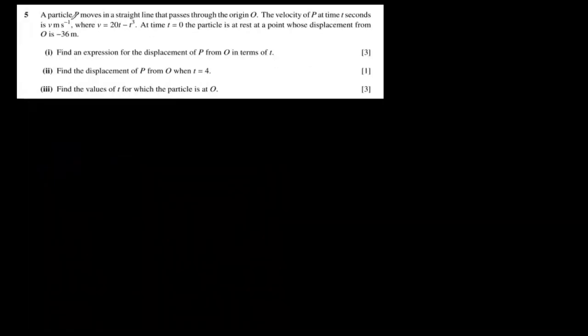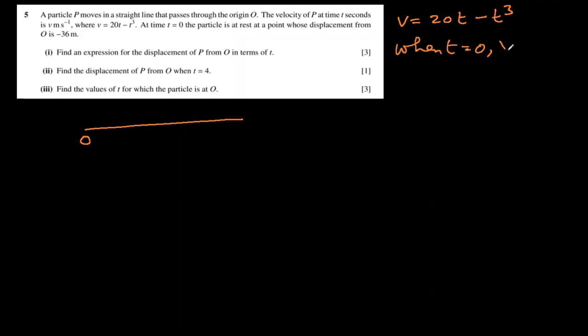In question 5, a particle P moves in a straight line through the origin O. The velocity of P at time t is given by, let's write it here, v equal to 20t minus t cube. Okay, at time t0, the particle is at rest. When t is 0, v is 0. It is at rest, and displacement from O is minus 36. So s is minus 36 meters at the same instant. Find the expression for the displacement of P from O in terms of t.